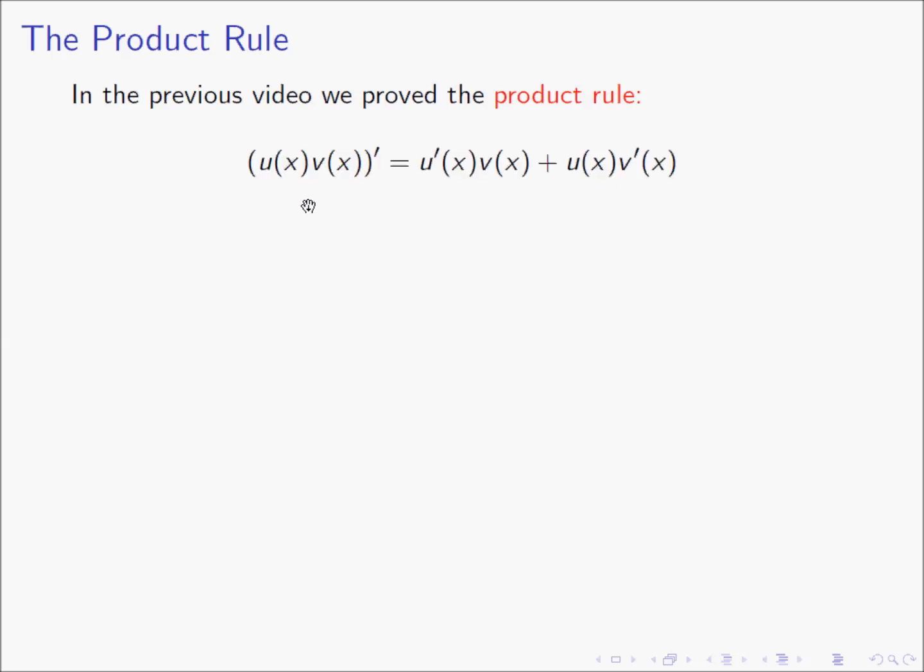In part 1 we proved the product rule. That is, we consider a function that equals the product of two functions, that is, f of x equals u of x times v of x. And we calculated the derivative of this function. And we got that its derivative equals u prime of x times v of x plus u of x times v prime of x. And this formula is called the product rule.